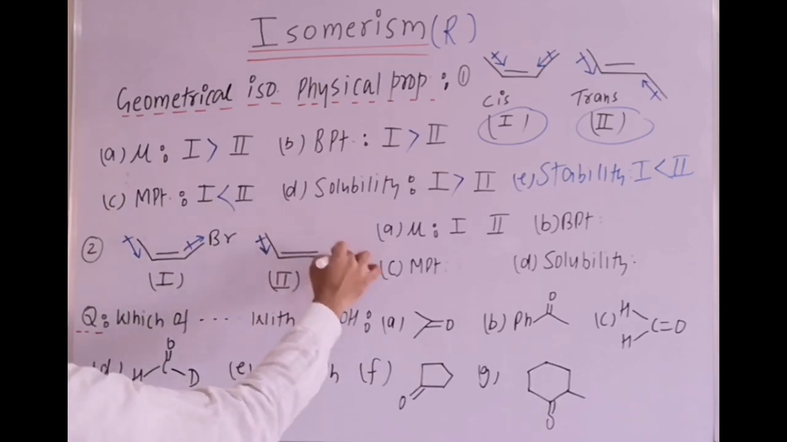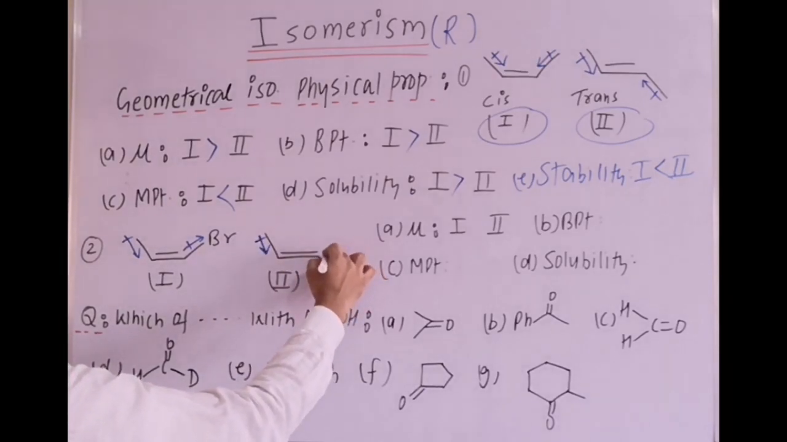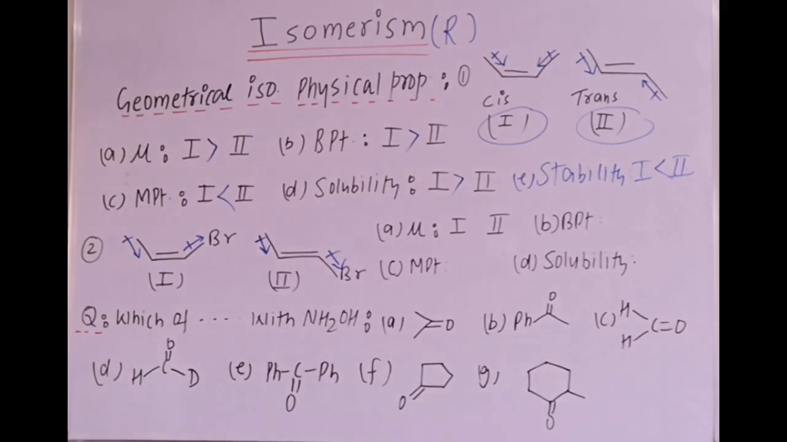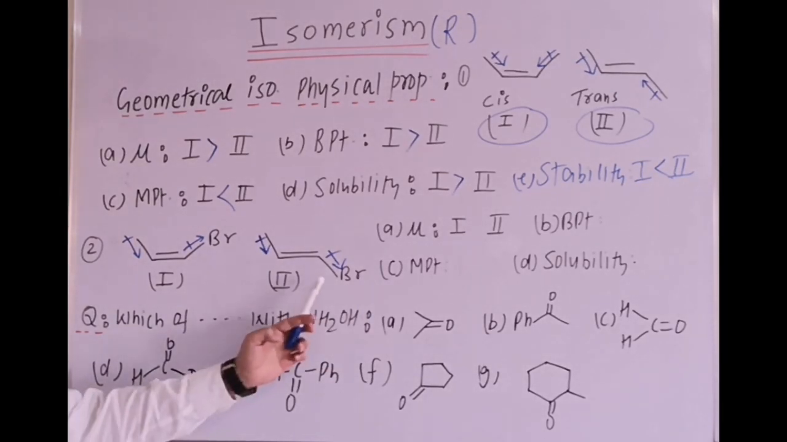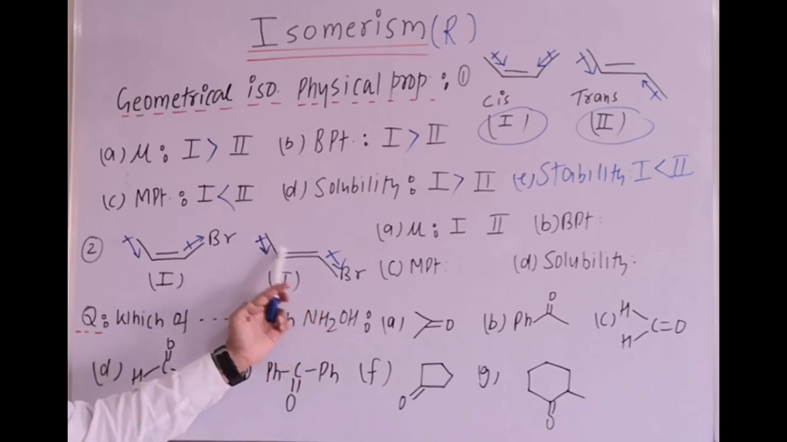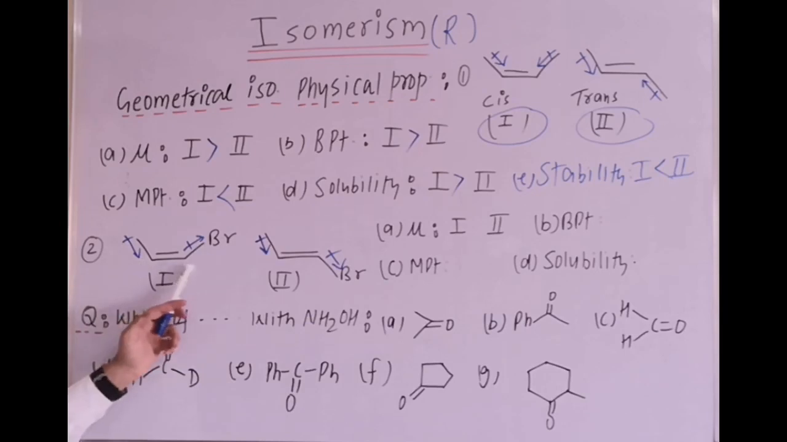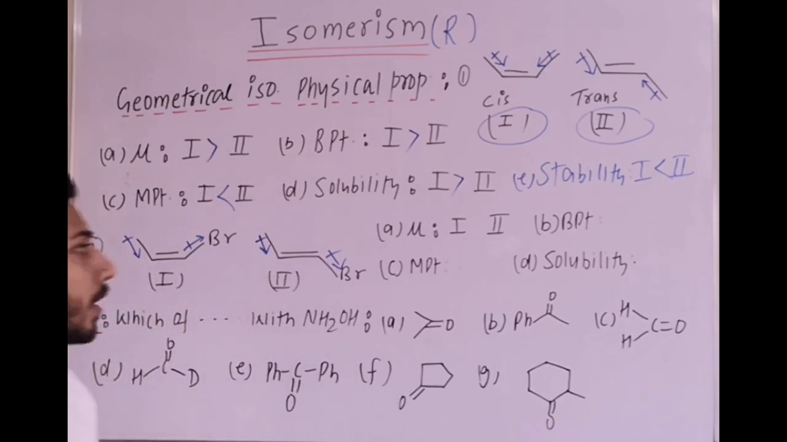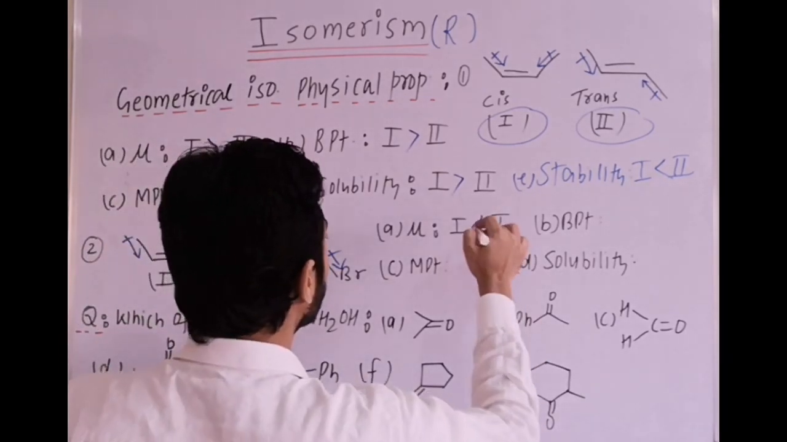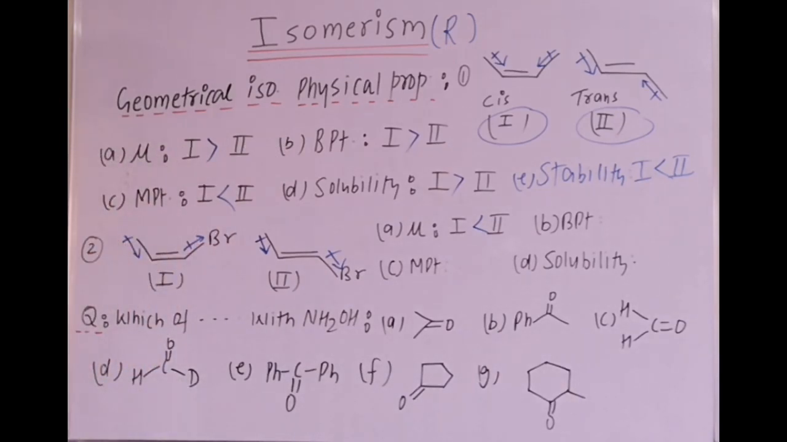Same way here in the second structure, which is the trans form. Now in this case, the trans should have more dipole moment because its net resultant is towards one side, and here it is less as compared to the second. So you can start with that. Between 1 and 2, the second has more dipole moment.